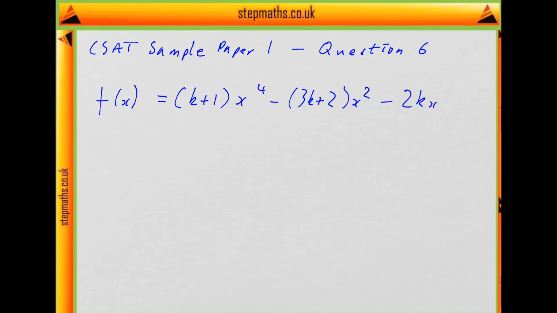This is question 6 from the first CSAT sample paper. In this question we're given a function f of x which is a quartic. It depends on some parameter k. So our function is (k+1)x^4 minus (3k+2)x^2 minus 2kx. And we're asked for which values of k is there a maximum at x equals minus 1. I think that means a maximum turning point rather than a global maximum. So we want to find a maximum turning point at x equals minus 1.